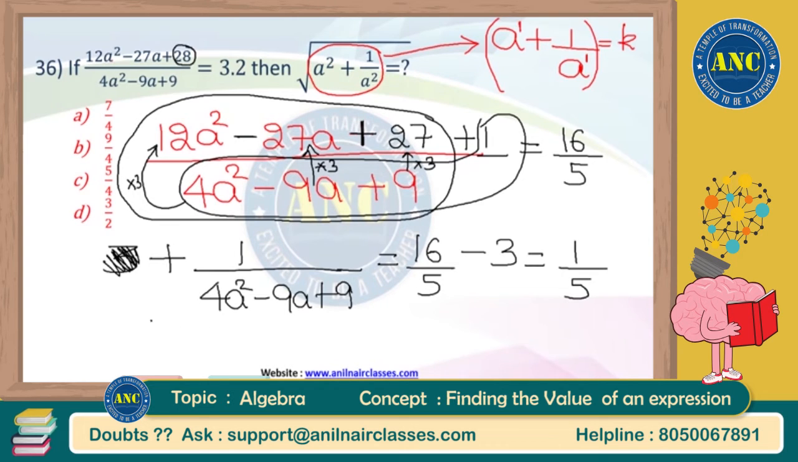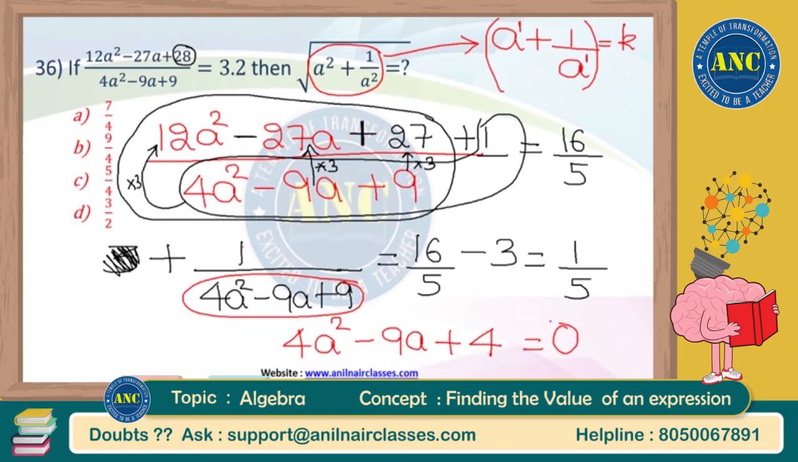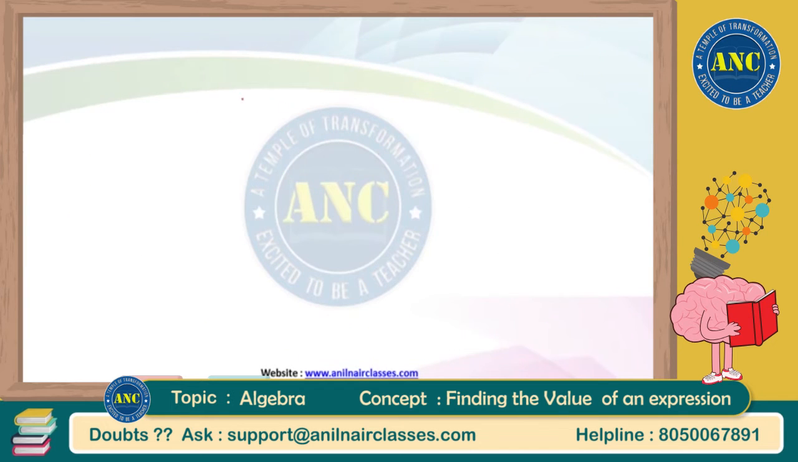That means, can I say that what I have right now is 1 by this equation is equal to 1 by 5. If I take the reciprocal, this becomes 4a square minus 9a plus 9 is equal to 5. That 5 shifted to the left hand side, 9 minus 5 is 4, equal to 0. That means I ended up with a beautiful quadratic equation, 4a square minus 9a plus 4 equal to 0.